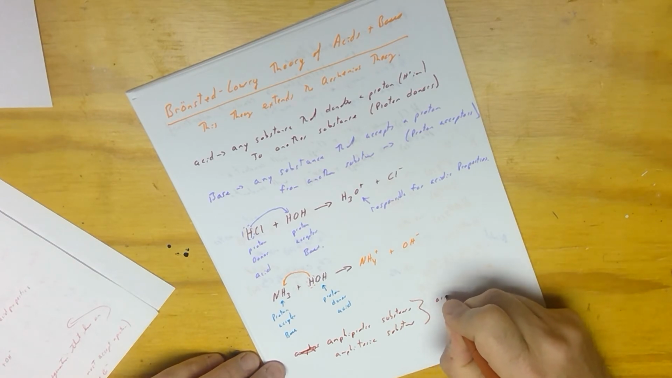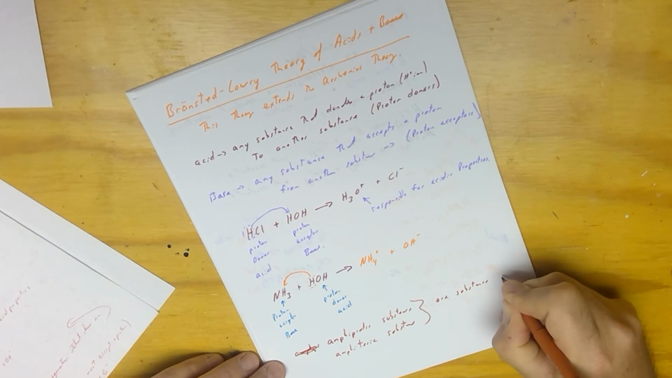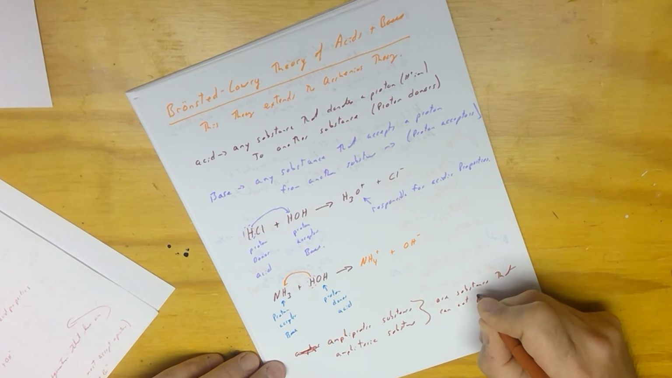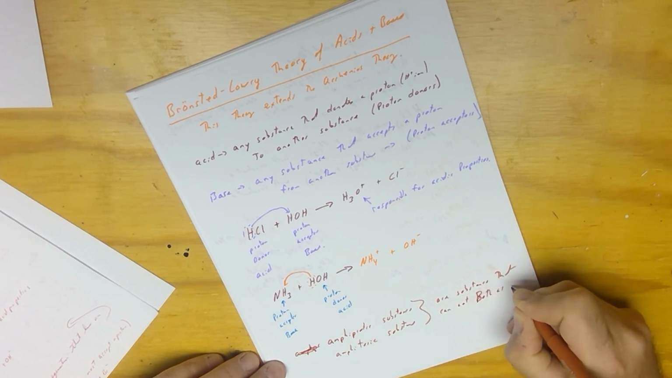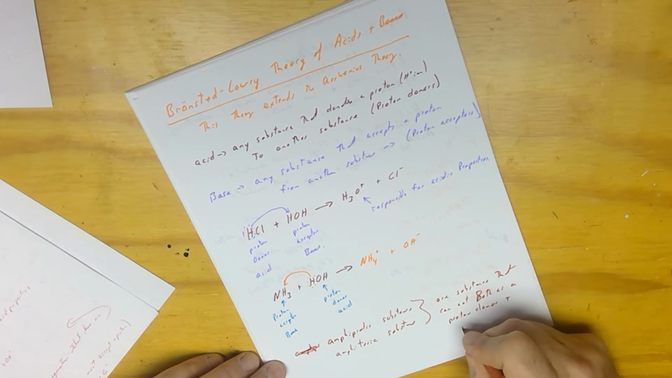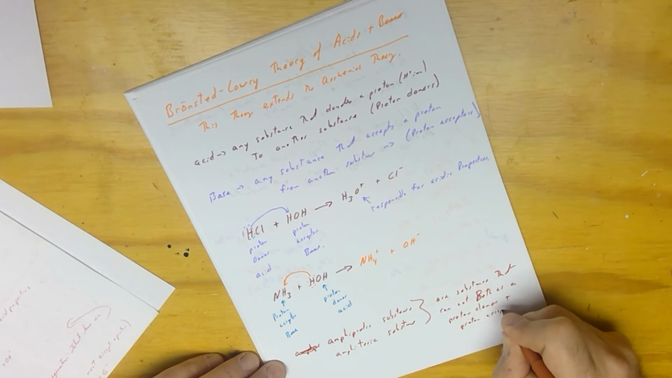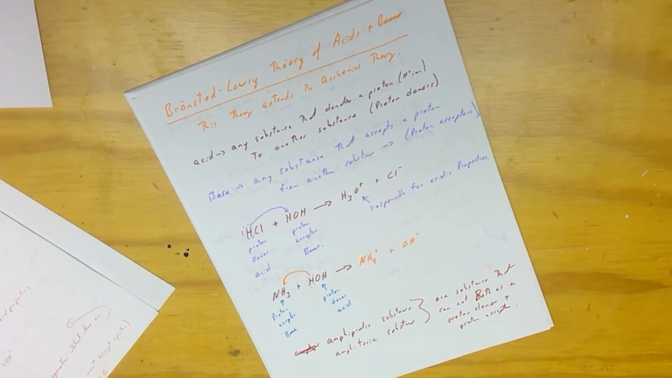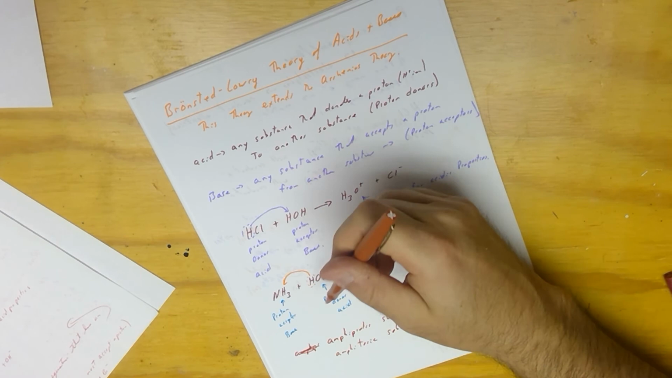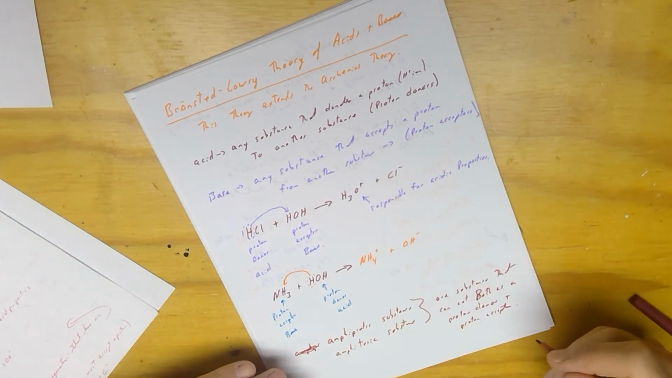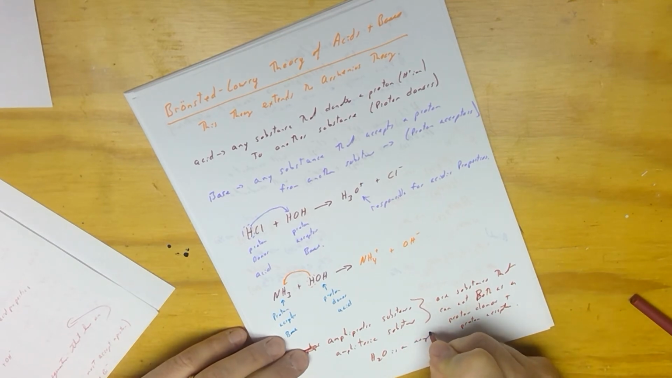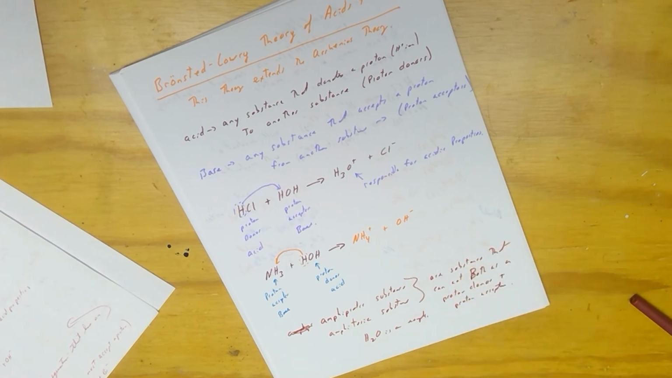These are substances that can act both as a proton donor and proton acceptor. Amphiprotic or amphoteric substances. All right, so these are substances that can act both as an acid or a base. H2O is an example.